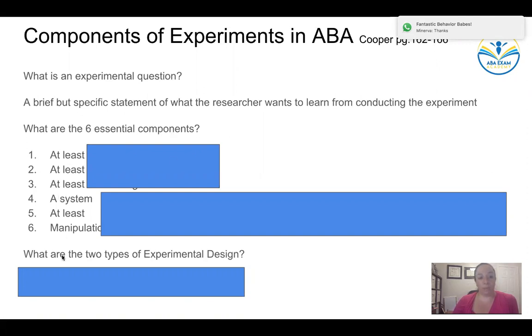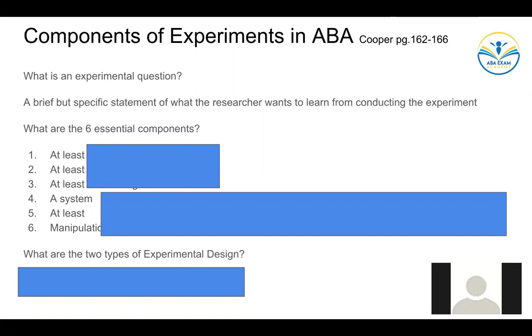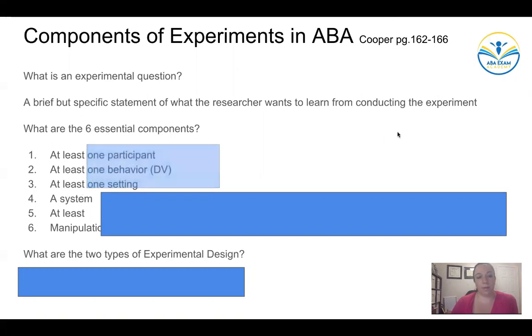All right, and then we have, what are the 6 essential components? So I have it broken down here. It says at least, at least, at least. What are the first 3 at least? At least what? One behavior. Okay, what else? One subject. Yep. Okay, next, last one? Setting. Correct. Nice job, guys.